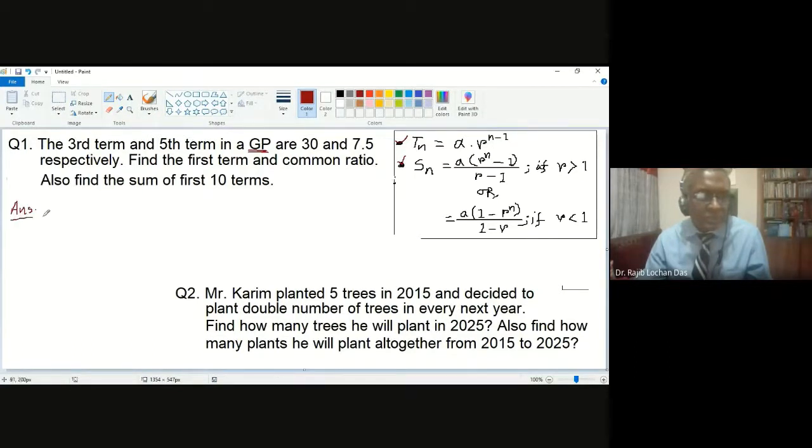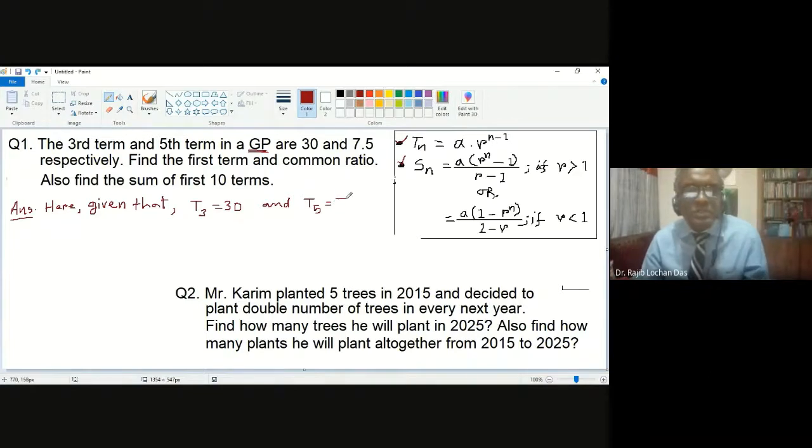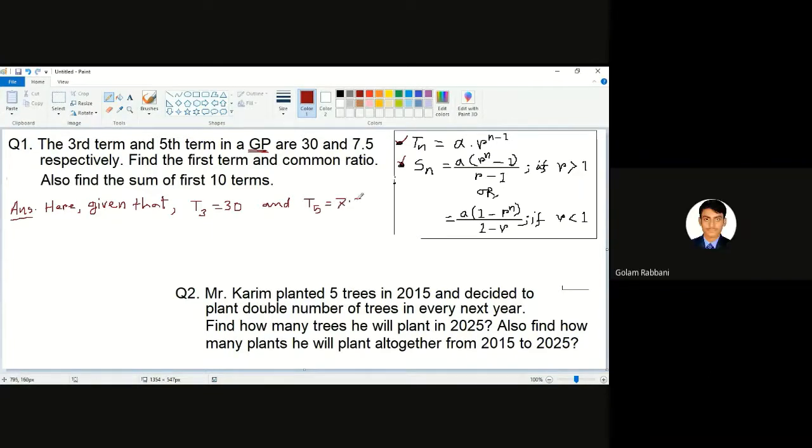Try to understand how you will start. Here the given things are what? Given things are T3 equal to 30 and T5 equal to 7.5. Is that okay? Do you understand this? Yes, sir.